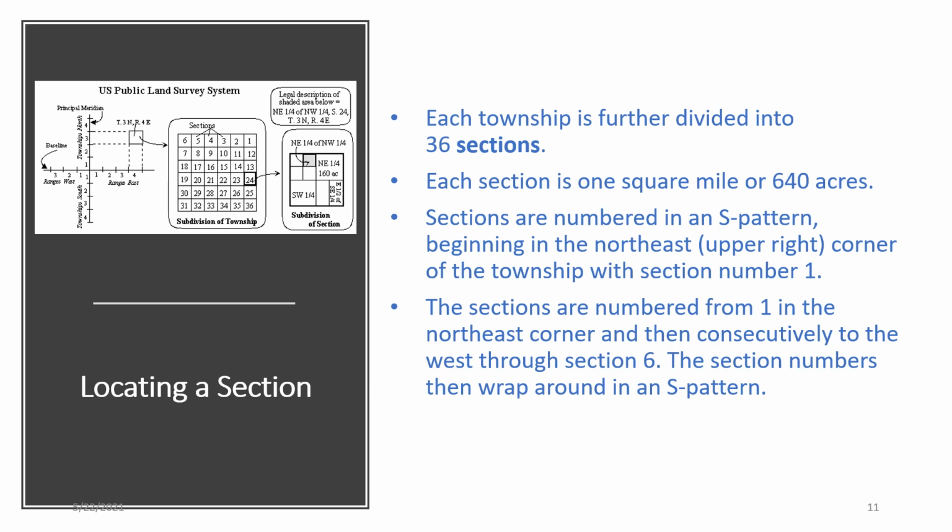You're going to have to remember the 640 acres because they won't give you that information, but they may test you on something that requires you know that information. Now the sections are numbered in an S pattern beginning in the northeast upper right corner of the township, starting with section number 1. The sections are numbered from 1 in the northeast corner and then consecutively to the west through section 6. Then they drop down and go 7, 8, 9, 10, 11, 12, drop down, and so forth in an S pattern until we get to 36.